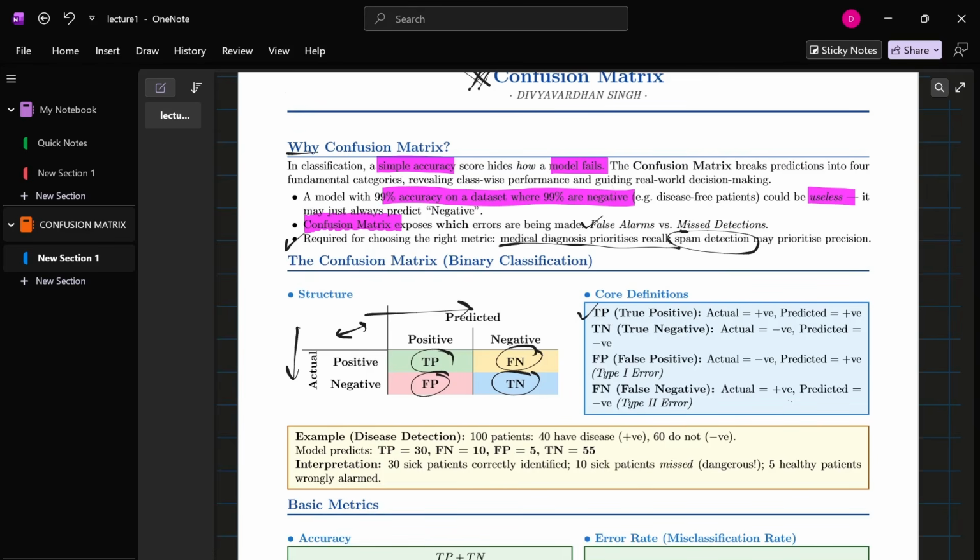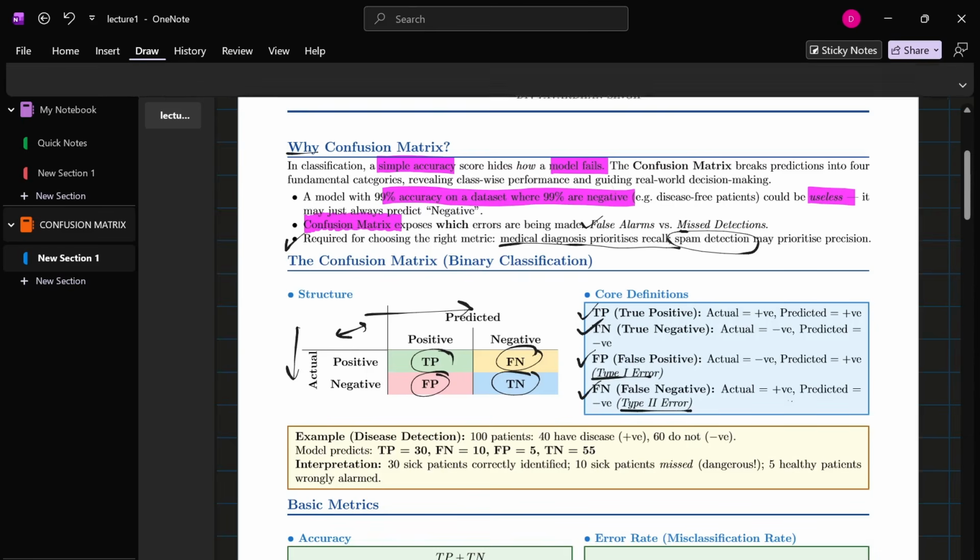True positive: the model said it's positive and it actually was, so this is a correct detection. Secondly, true negative: the model said it was negative and it actually was, so it's a correct rejection. Third is the false positive: the model said it was positive but actually it was negative, so that's a type 1 error. The fourth is the false negative: the model said it was negative, but it was actually positive. So that's a type 2 error.